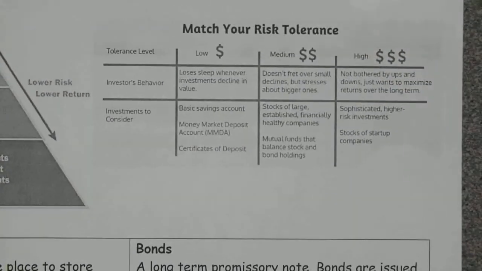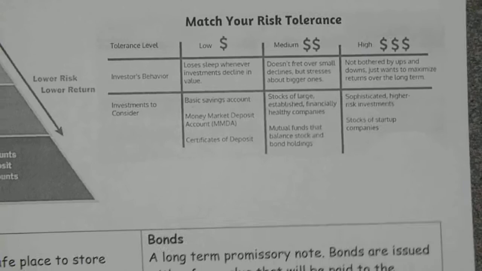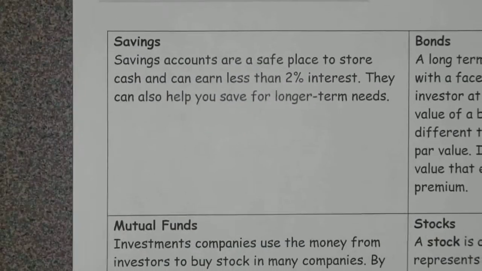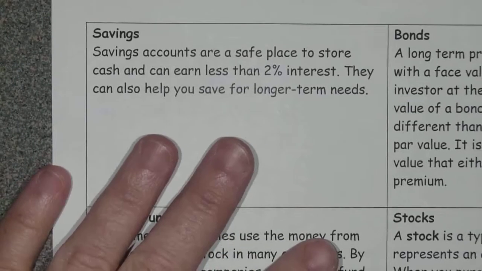Over here again is just some risk tolerance information. It tells you that if you want high risk and high return, these are the kinds of things you might want to consider. We're going to talk about the things on that risk pyramid today, starting with savings accounts.